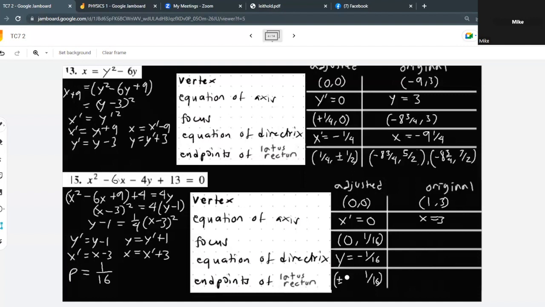Teka, pwede pa isulat yung general form ng equation ng y is 4px squared, di ba? So y prime is equal to 4p x prime square. Kasi yan yung standard natin. So, if we compare this, okay, so 1/16.